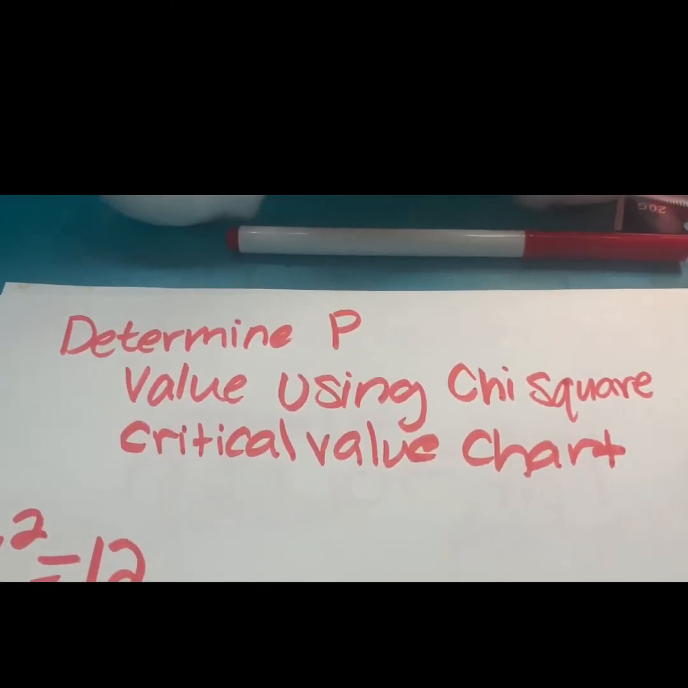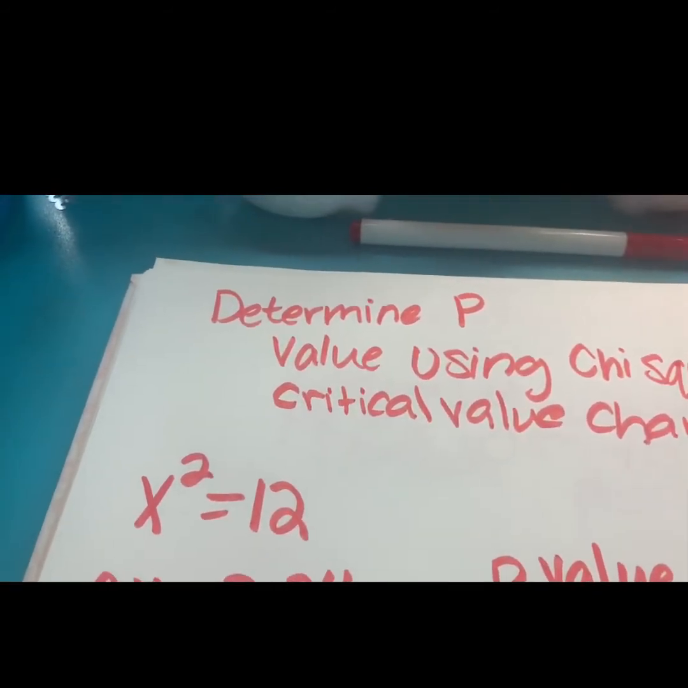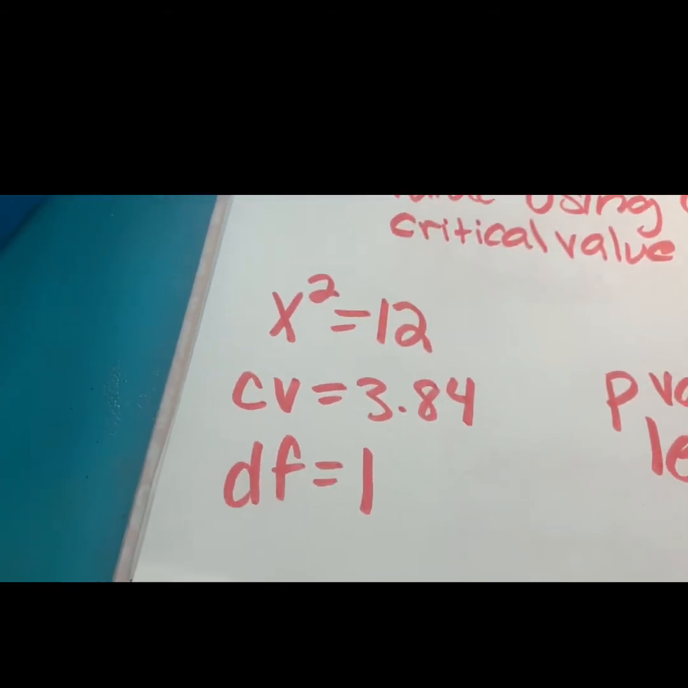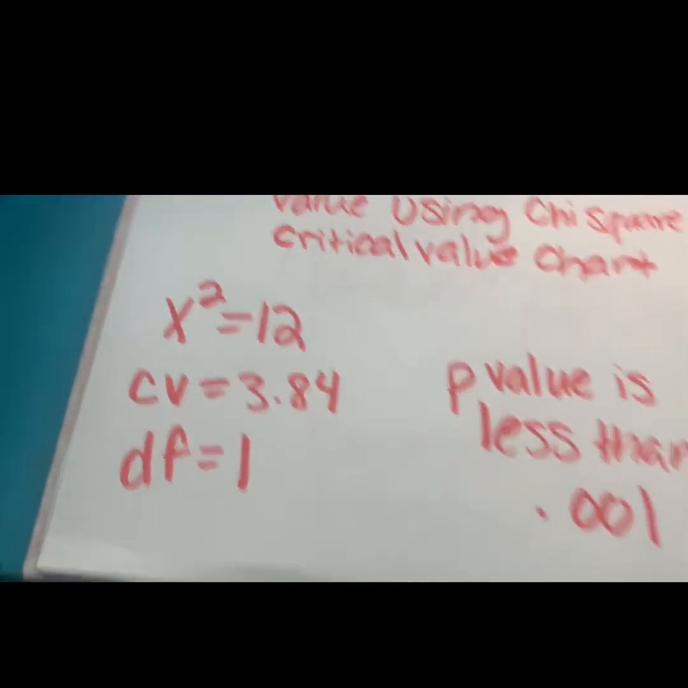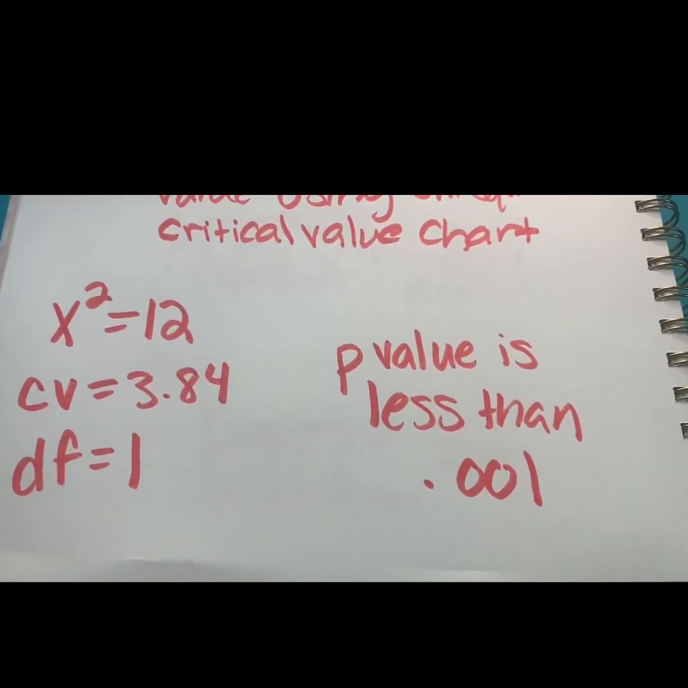Next, we will determine the p-value using the same chart. We know that chi-squared equals 12, the critical value is 3.84, and the degrees of freedom is 1. Using the chart, we will know that the p-value has to be less than 0.001.